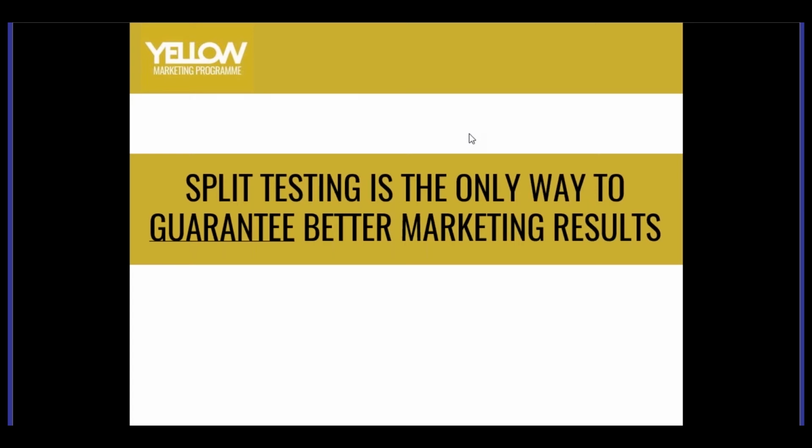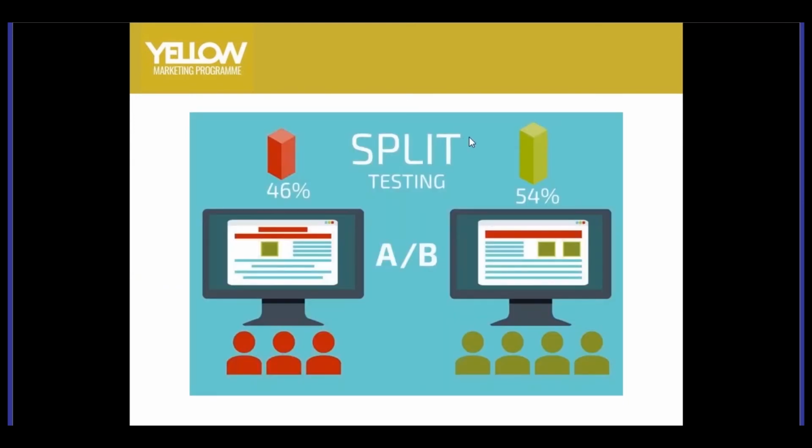Next one is split testing is the only way to guarantee better marketing results. It's also called A/B testing, but it rarely gets done. People just try stuff and then say, oh, it didn't work, but then they just leave it as it is rather than actually make any changes.